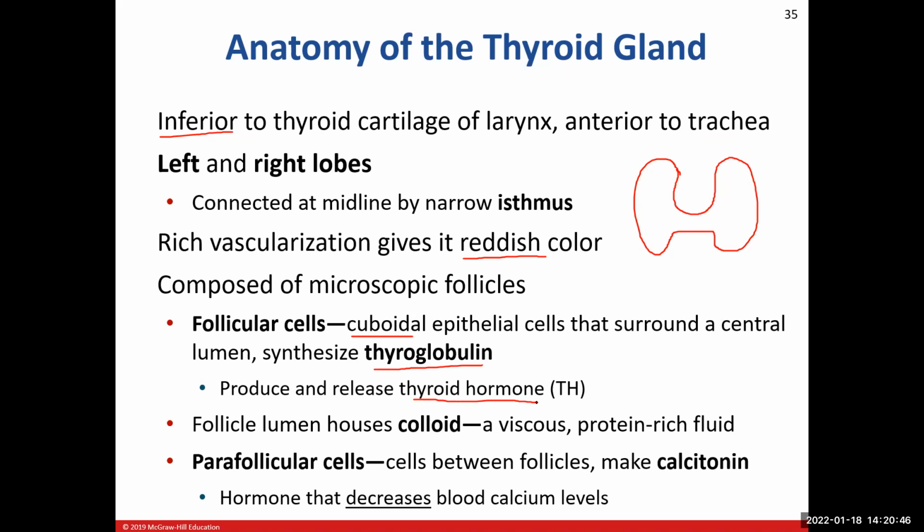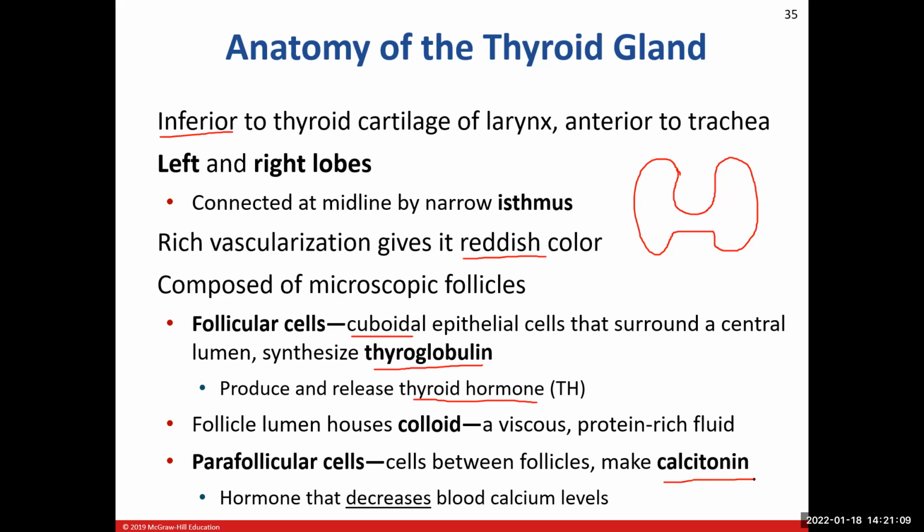It's a colloid, which is this protein. It's viscous, so it's not solid, but it's not quite liquidy. And that's going to allow us to make this thyroid hormone. Now, around the follicular cells, we have our parafollicular cells, and they're going to make calcitonin.